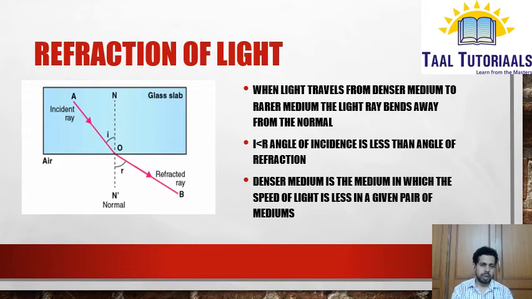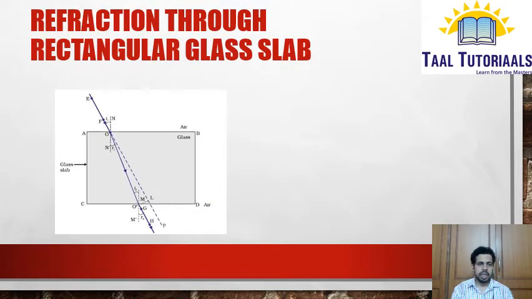So that I already told you, which is rarer, which is denser, can be decided based on the given pair of medium. So when compared to both the mediums, in whichever medium the speed of light is more, that is rarer. Whichever medium the speed of light is less, that is denser medium. Next, let us see refraction through a rectangular glass slab.